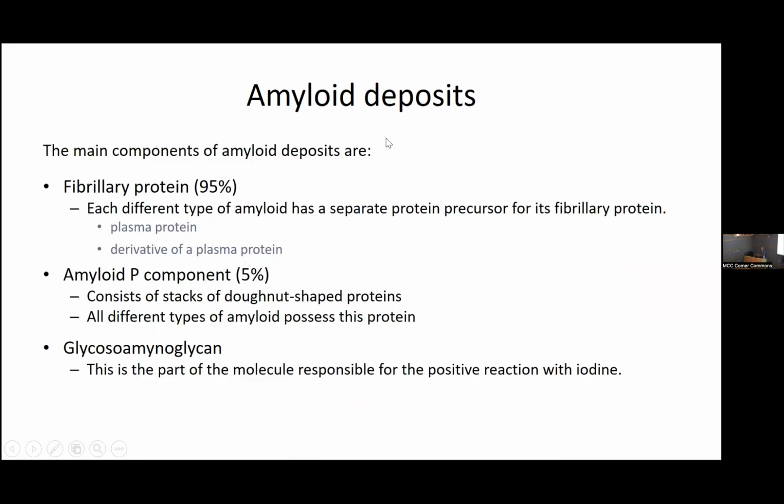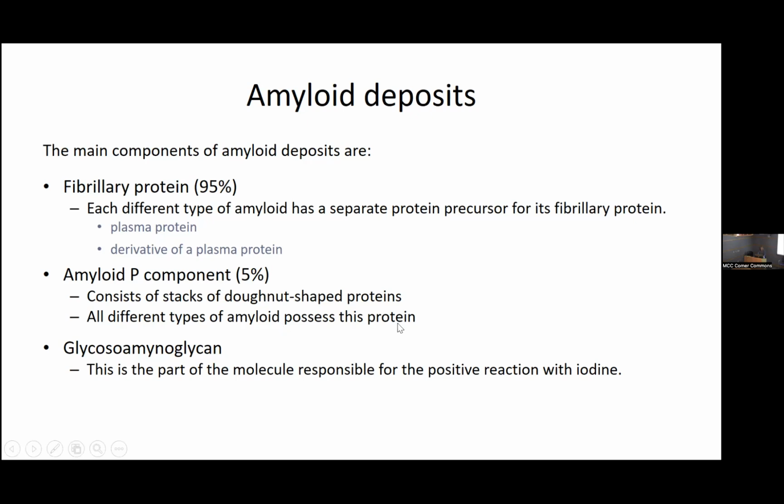Okay. So amyloid, you don't really need to know this, it's just for interesting sake that it's more than just the actual protein. So the fibrillary protein is the unique protein, whether it's transthyretin or light chains. And then there's this amyloid P component, which is common to all of them. Okay. So they all have this amyloid P component that combines, and then there's glycosaminoglycans that are responsible for some of the reactions it has with iodine.